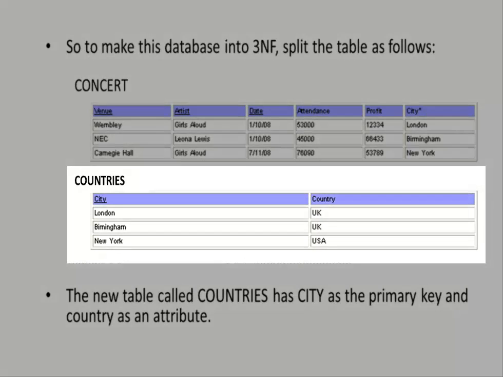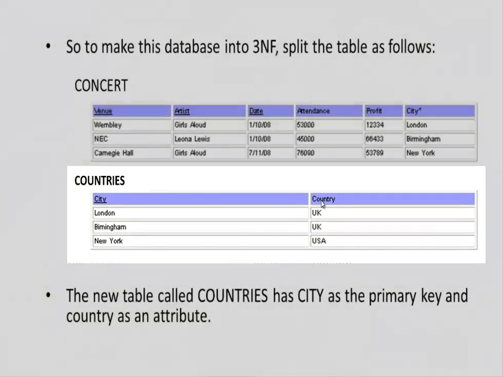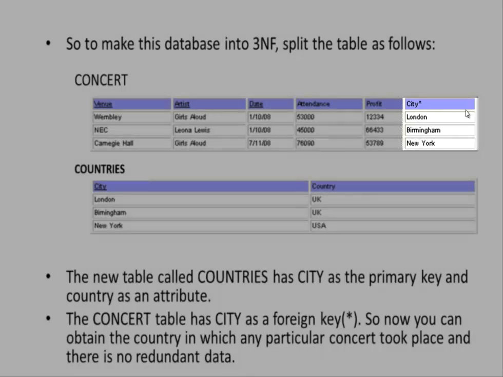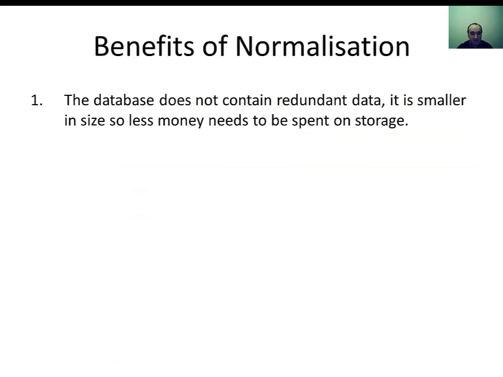The new table called countries has city as the primary key and country as an attribute. The concert table has city as a foreign key, indicated by the asterisk. So now you can obtain the country in which a particular concert took place, and there is no redundant data. The database does not contain redundant data.